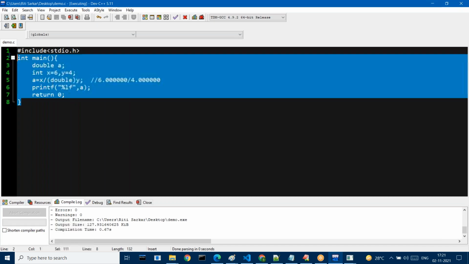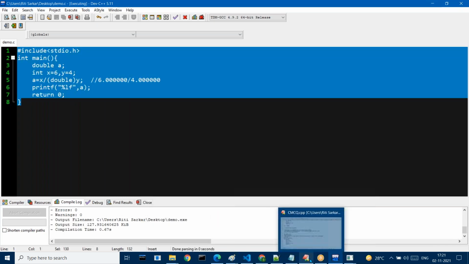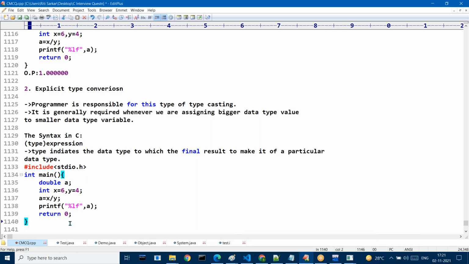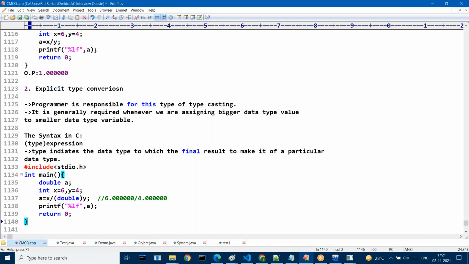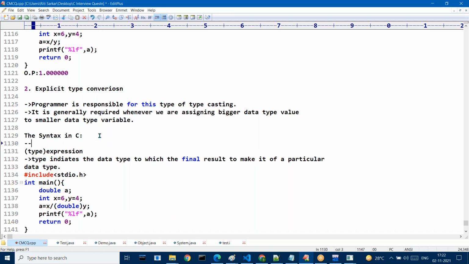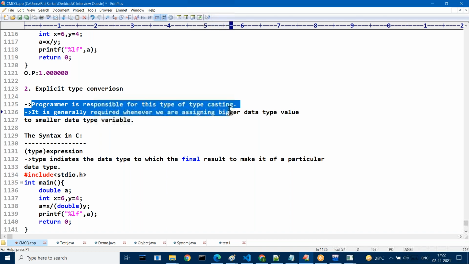This is what is known as explicit typecasting. Who is doing that explicit typecasting? Is the compiler doing it or are you doing it? No, sir, I am doing this conversion explicitly as a programmer. That's why we said the programmer is responsible for this type of typecasting.